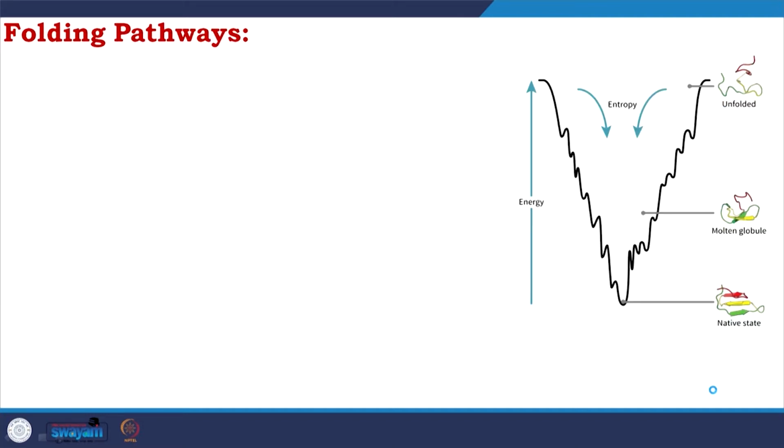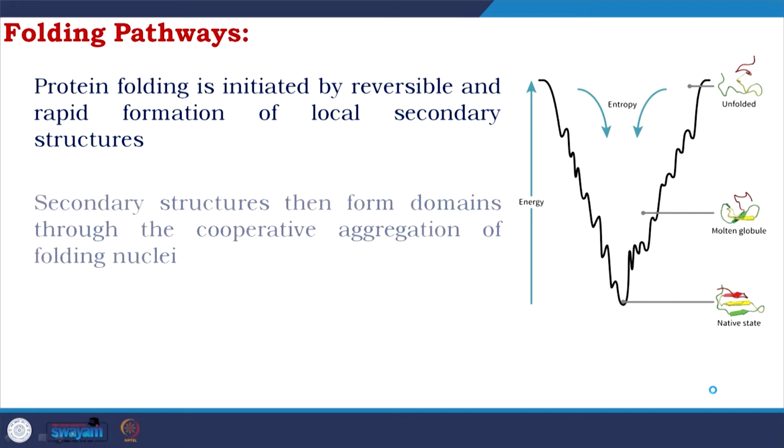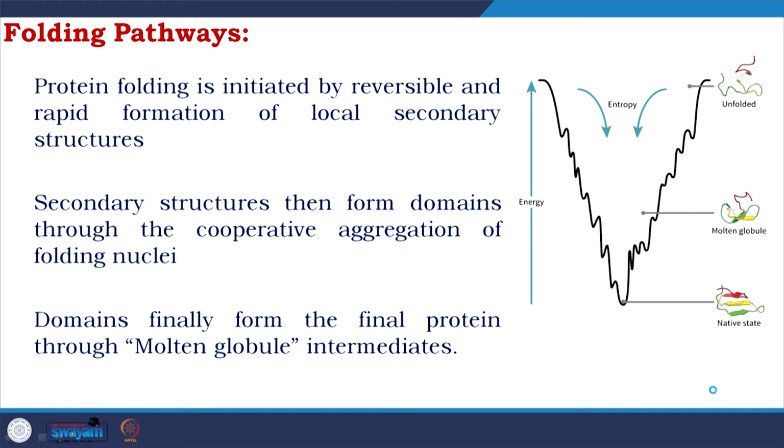As I was talking about, this is the energy picture where you see unfolded to the native state. Protein folding is initiated by reversible and rapid formation of local secondary structures, alpha helix and beta sheets. Secondary structure then forms domains through the cooperative aggregation of folding nuclei, and domains finally form the final protein through the molten globule intermediates. Molten globules are where the hydrophobic collapse happened. So, it is a hydrophobic moiety, and you will see the hydrophobic moiety is exposed here.